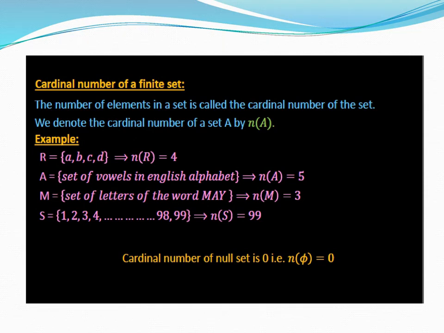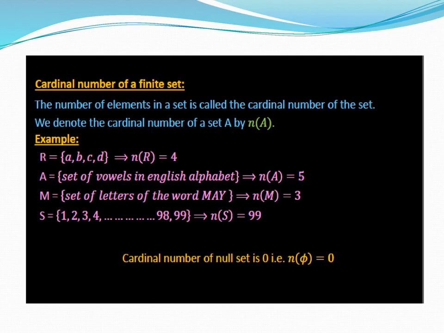M equals the set of letters of the word May. So in May, how many elements are there? M, A, Y, 3. So n of M equals 3. S equals the set 1, 2, 3, 4 and so on up to 98, 99. Then n of S, how many total elements does the set contain? 99. Therefore the cardinal number of set S, n of S, equals 99.